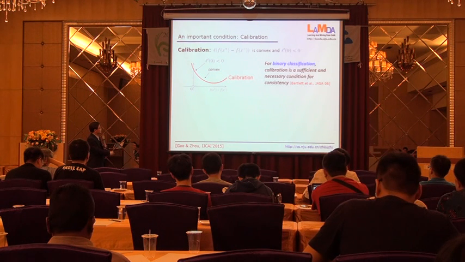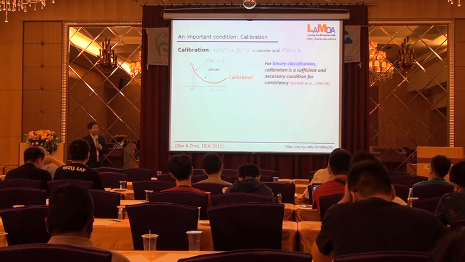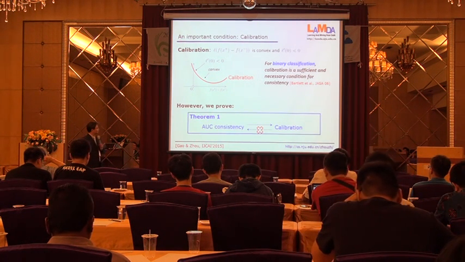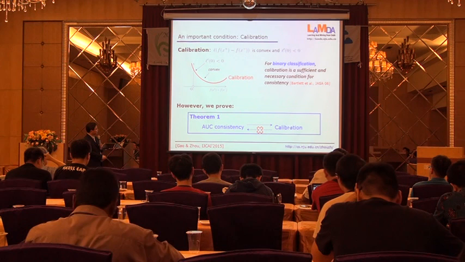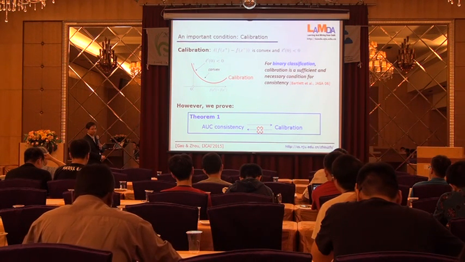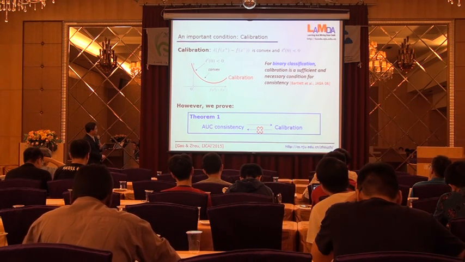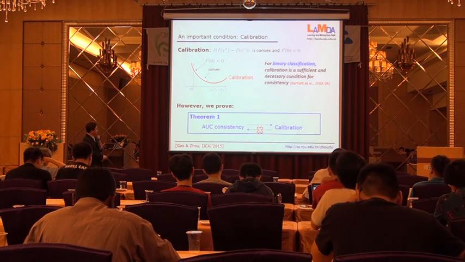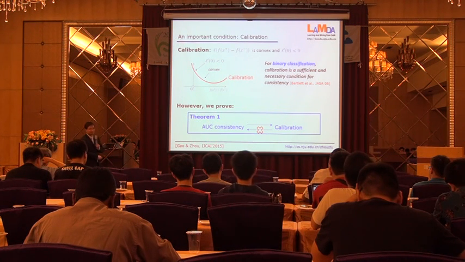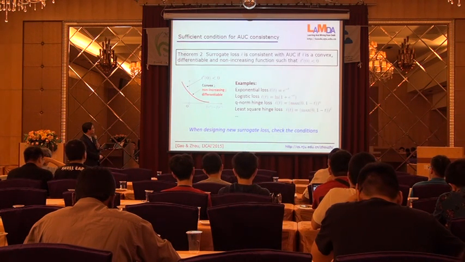This is the previous result. But now, we prove that for AUC, for all these kinds of pairwise losses, calibration is just a necessary condition. If a function is consistent with AUC, it must be calibrated. But if you just have calibration, you can never reach AUC consistency. Then how can you make a function AUC consistent?